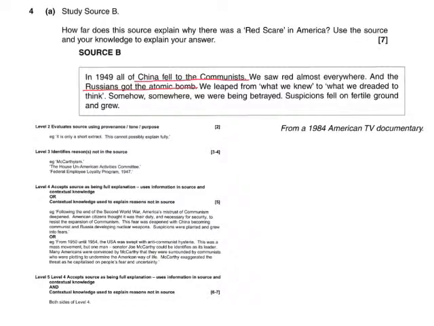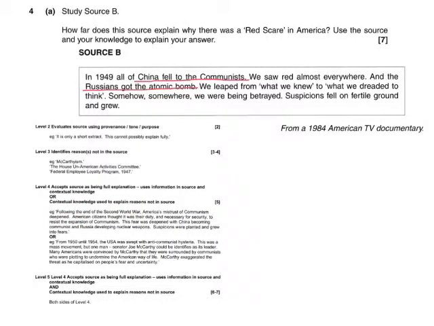Students can find this quite difficult because if it's contextual knowledge, then how can you be certain that you're not actually including a different explanation? The key here is, does it support it? Is it going to back up this reason, or is it offering a separate reason? Let's look at what the example says.